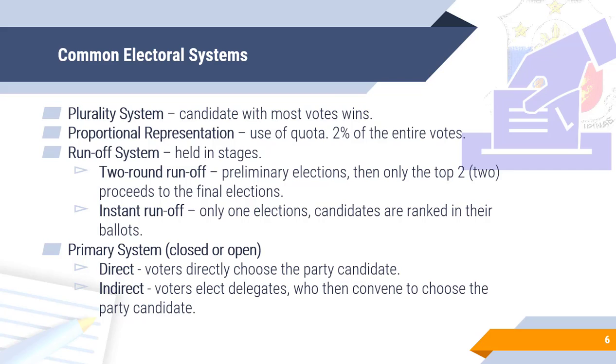4. Primary system. Also conducts elections in stages. A preliminary election, or primary, is conducted within political parties to determine their candidates who will run in the general election.